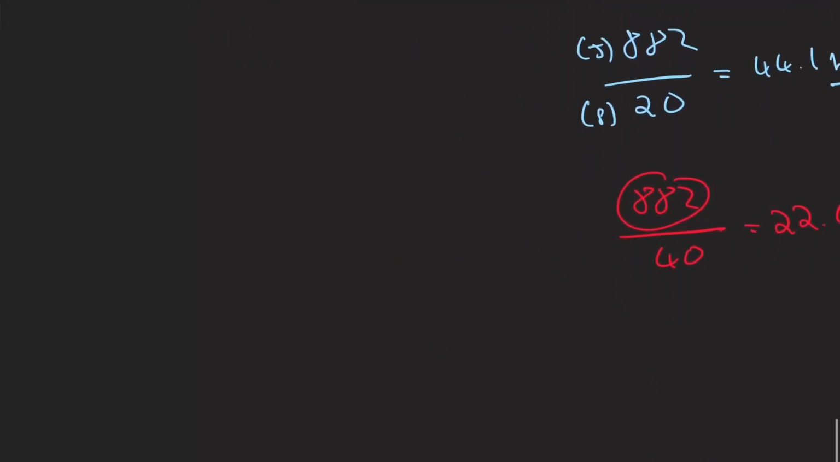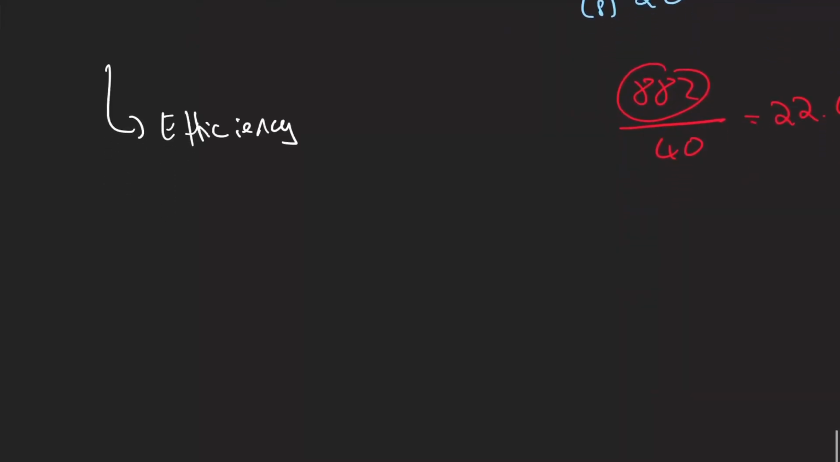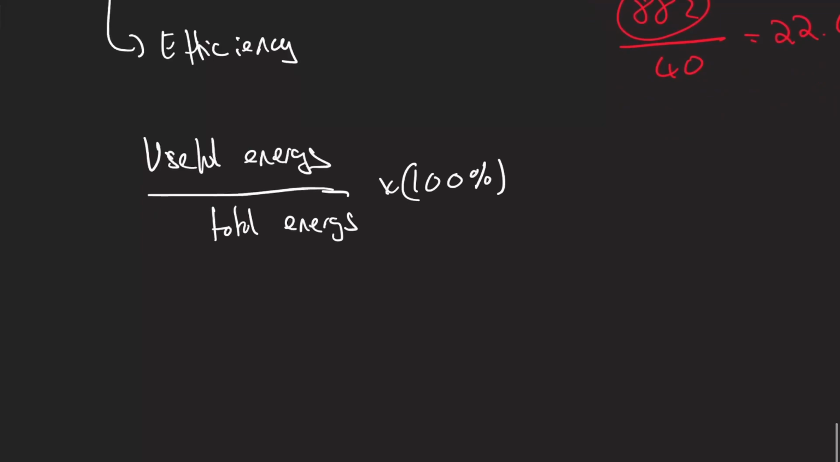Now, power leads quite nicely on to the next thing we need to talk about, which is efficiency. Now, efficiency, we can define it as follows. It's the useful energy divided by the total energy. And a lot of the time, we multiply this by 100% because we will usually give this as a percentage. And actually, instead of energy, we could replace that with power. It's the useful power over the total power.